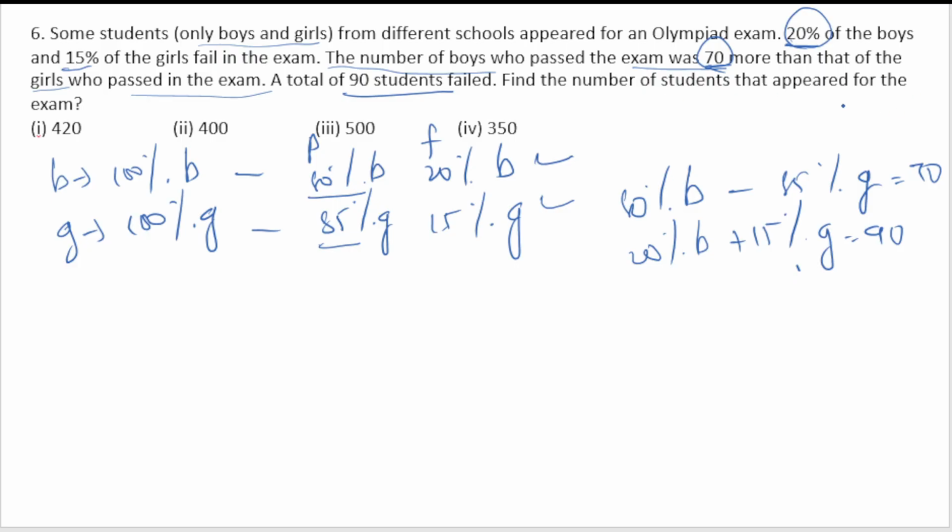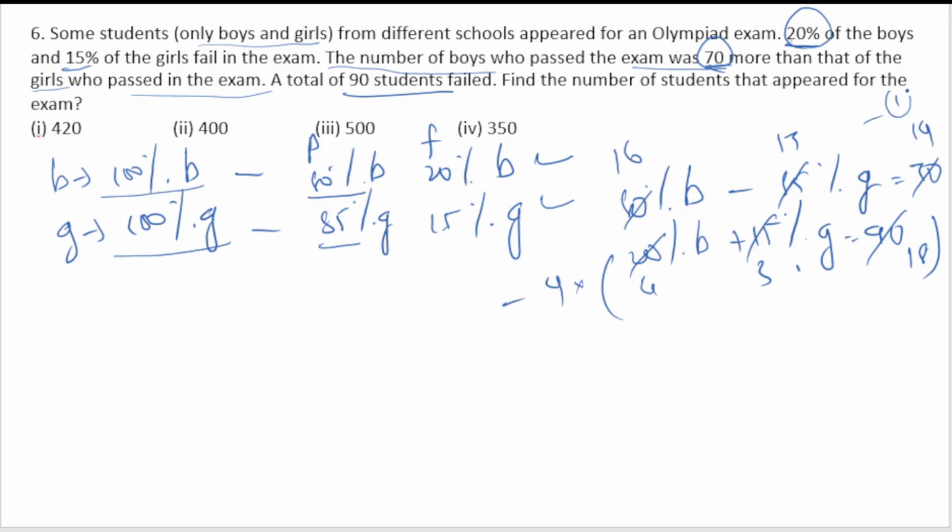Find the number of students that appeared for the exam. We have to find 100% boys and 100% girls. If you simplify here, we'll get 5 into 16, 5 into 17, 5 into 14. 5 into 4, 5 into 3, 5 into 18. Here in the second equation, we will multiply with 4 and then we'll subtract first equation and second equation. This is first equation, this is second equation.